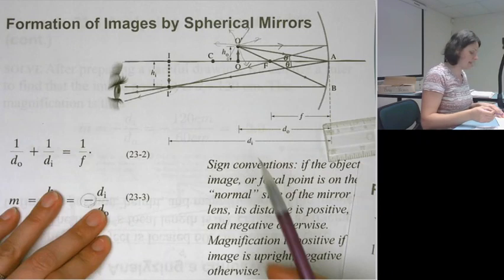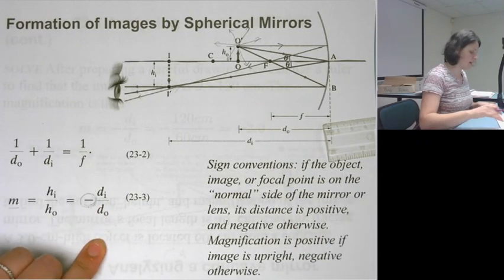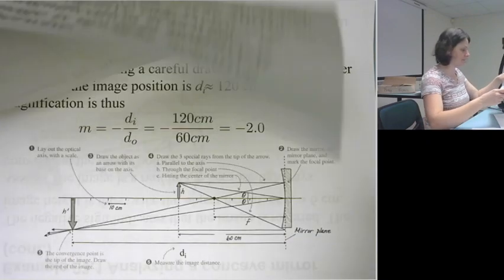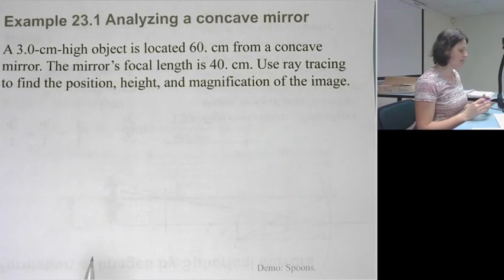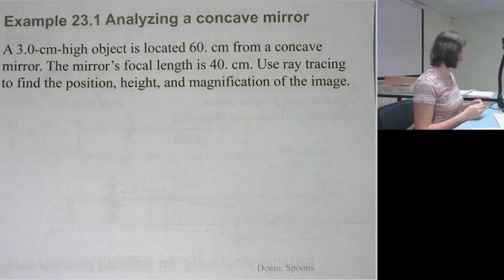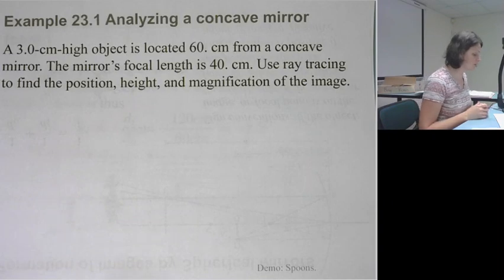There is that, and there we go. Let's do an example. Okay. So we'll analyze a concave mirror. So I have a 3 centimeter high object located 60 centimeters from a concave mirror. And the mirror's focal length is 40 centimeters. And we want to find the position, height, and magnification of the image.